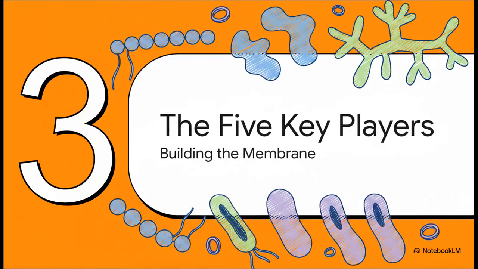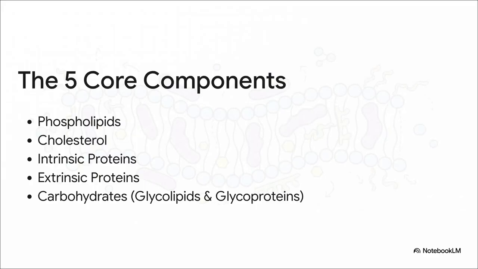Okay, so now that we understand this whole concept of a fluid mosaic, let's zoom in and properly meet the cast of characters. There are 5 main molecular components that really make this incredible structure what it is. So we've got 5 key players on the team. First up, you have the phospholipids, which form that basic 2-layer fabric. Then there's cholesterol, which is kind of like the manager, making sure the fluidity is just right.